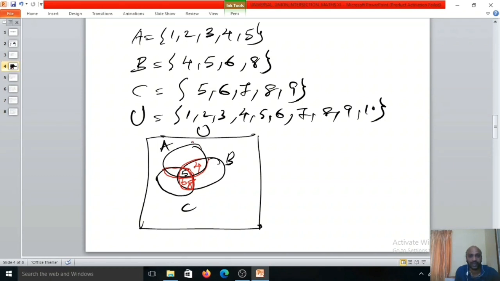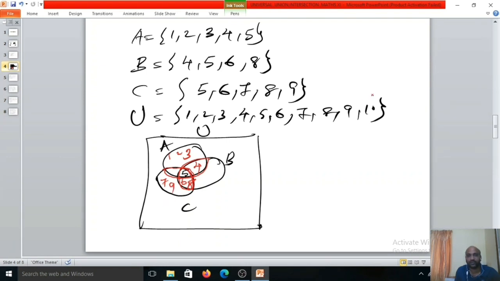Now we can fill elements of A. So A consists of 1 2 3 4 5. So you write 1 2 3 here. 4 and 5 already it is here. Now we can fill B. B consists of 4 5 6 8. All elements are in section B already, so we need not write any elements here. Now C consists of 5 6 7 8 9. 5 6 8 is here. So 7 we can write here and 9 also.